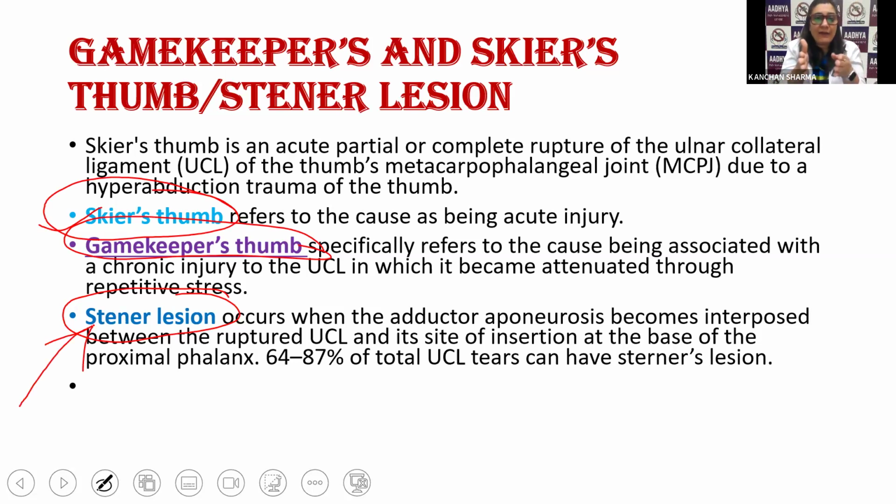Now this is very peculiar. What happens if you have a problem with the ulnar collateral ligament, and the aponeurosis of the adductor pollicis, which is just going over it, comes in between the two rupture ends? Then we are going to call it Stener's lesion. The question came to me: aponeurosis of which of the following muscles will get interposed to call it a Stener lesion? The question was very simple, but you should know what exactly it is.